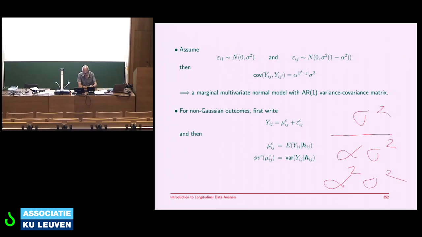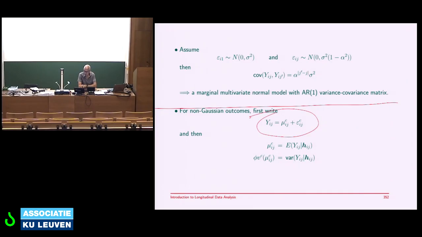Okay, that's all nice and well, but we shouldn't get too carried away by the Gaussian case. We should stay with where we are now, the non-Gaussian case. And what we do is we write, like in every GLM, the outcome as system plus noise, or signal plus noise. The stochastic component and the systematic component. And we say mu_ic is a conditional mean given the history.